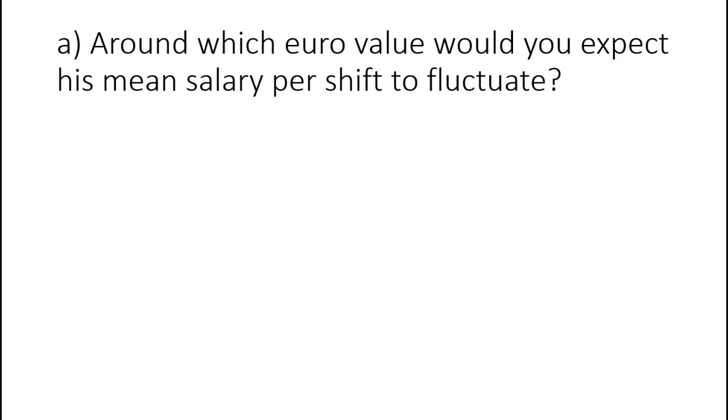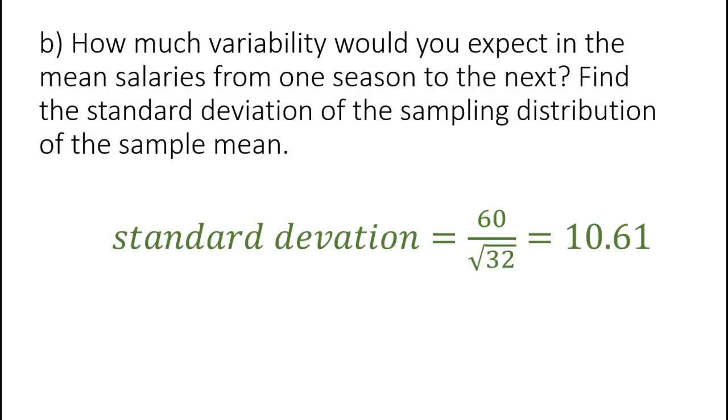Around which euro value would you expect his mean salary per shift to fluctuate? Well, we would expect it to fluctuate around the population mean, which here is mu equal to 150. How much variability would you expect in the mean salaries from one season to the next? To find this, we find the standard deviation of the sampling distribution of the sample mean. Notice that when working with sample means, our formula for standard deviation is sigma divided by the square root of n.